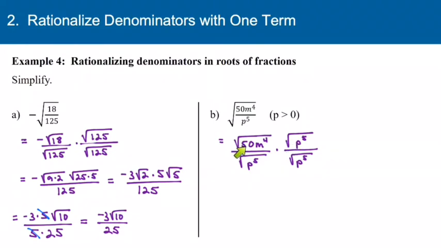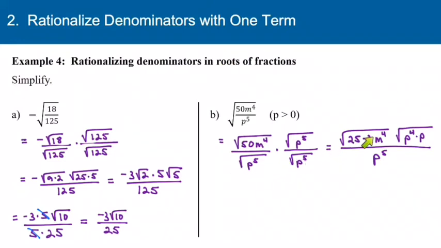Now, let's go ahead and split up our factors in the top. So 50 is going to give us 25 times 2. There's no need to split up m to the 4th because that exponent is even. And for p to the 5th, we're going to write that as p to the 4th times p. In the denominator, square root of p to the 5th times square root of p to the 5th is just p to the 5th. So again, a square root radical times itself removes the radical.